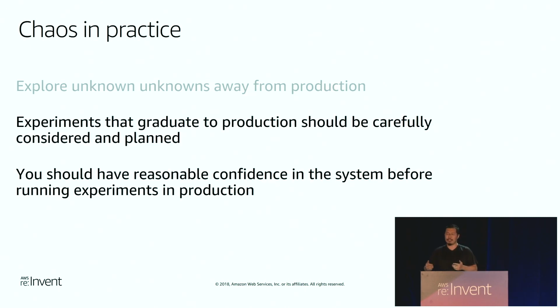Experiments that actually graduate all the way to production need to be carefully considered, planned, and executed. By the time you hit production, you should have very good confidence that your system is going to be fine and able to handle the failure properly. You only get there based on the knowledge and understanding of your system that you gain by running experiments in an environment outside of production where the stakes are not so high. So run your experiments in dev and staging, where you can try out all these scenarios that are potentially risky, that you don't want to do in production right away, and where you can learn so much about how your system behaves.